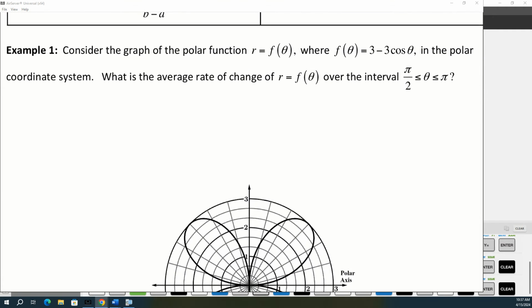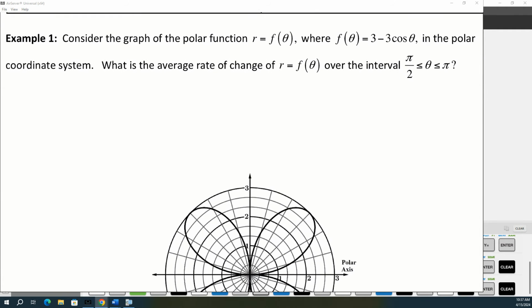For example 1, we're going to consider the graph of the polar function r equals f of theta, where f of theta is 3 minus 3 cosine of theta in the polar coordinate system. What is the average rate of change of r, which is f of theta, over the interval from pi over 2 to pi? Even though we're going to do this in the calculator, I do want you to write out what we're doing. This is not going to be on the free response question. The polar average rate of change is not, but the actual average rate of change is for other types of functions. So I just want to practice writing it so you get all the points you can get.